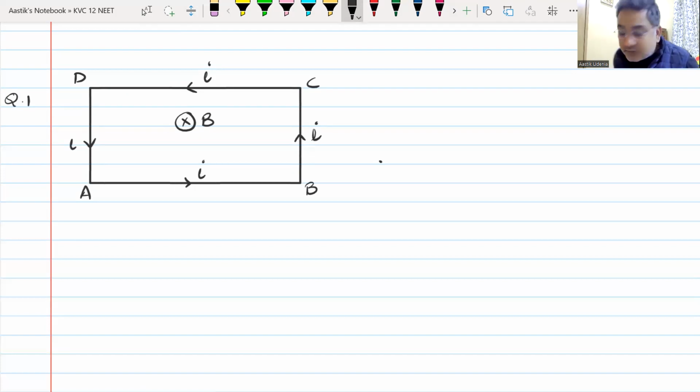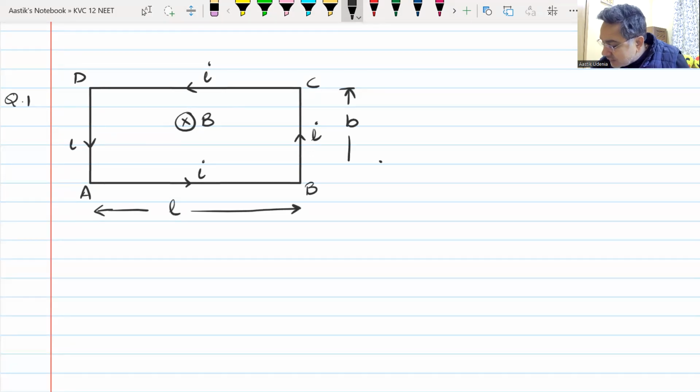Now, can I ask you, what is the force on all these four wires? What is the magnitude? What is the direction? I must tell you the length of this rectangle is L and the breadth of this rectangle is, let us say, B. Can you tell me what is the force acting on the four different wires? And then what is the total force acting on the loop? I'll give you 2 minutes to give me the answer.